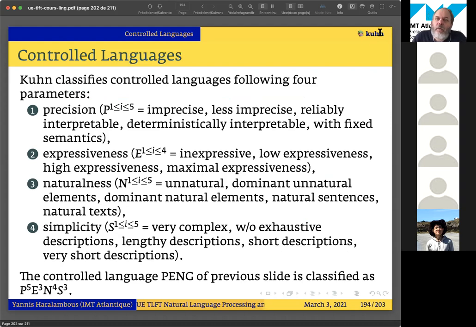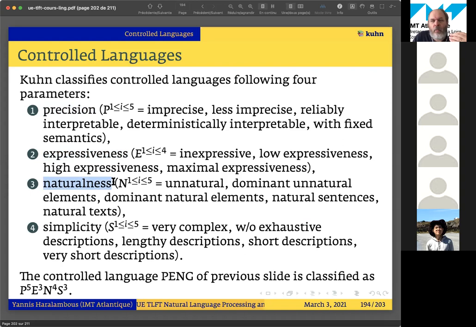There has been an important reference on controlled language by Tobias Kuhn, and he has given a grid for classifying controlled language. And he has four criteria: precision, expressiveness, naturalness, and simplicity. These are four independent or more or less independent dimensions. So precision is how well can we parse the language. So first order logic is absolutely precise. A natural language is not very precise. Expressiveness is how well can we express our meanings. Here we have the opposite. Natural language is much more expressive.